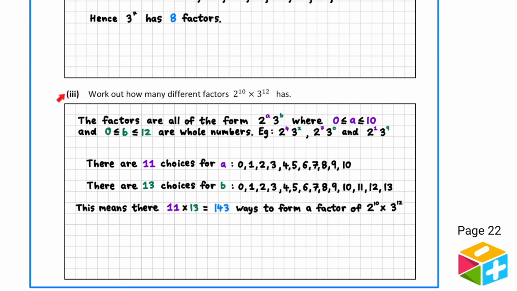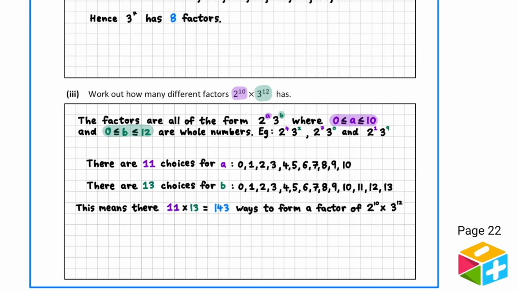In part 3, we must work out how many factors 2 to the 10 times 3 to the 12 has. To solve this, we'll need to generalize the idea from above. The factors of 2 to the 10 can all be written in the form 2 to the a, where a is a whole number between 0 and 10. The factors of 3 to the 12 can all be written in the form 3 to the b, where b is a whole number between 0 and 12.